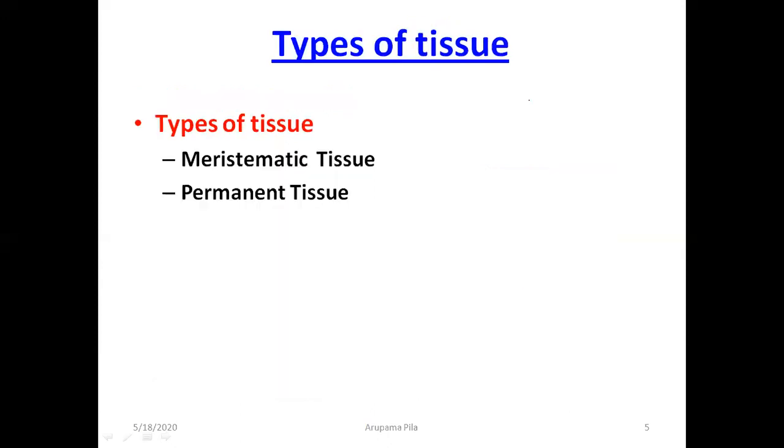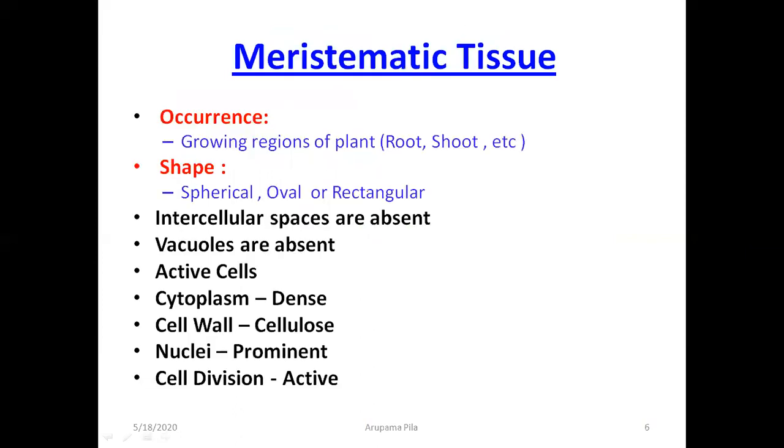Now, types of tissue. There are two types of tissues. One is meristematic tissue, another is permanent tissue. So let's discuss them.